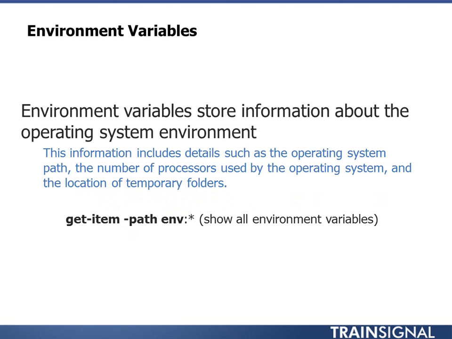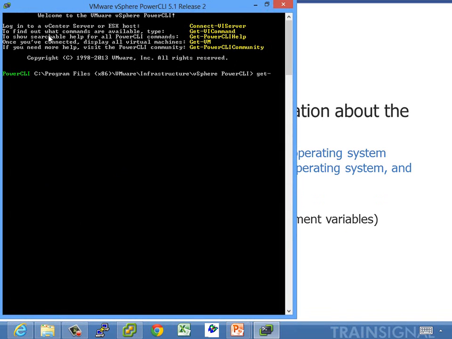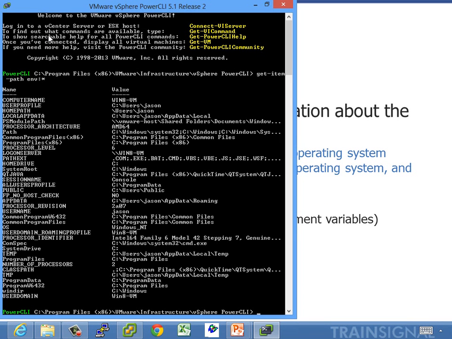You can also use environment variables. They store information about the operating system environment, basically things like the local environment. So Get-Item with a path shows all the environment variables. Let me show you that. So Get-Item with the path, and it shows you all the environment variables for the system. I don't usually use these, maybe for some pathing statements, but it's mentioned in the blueprint.